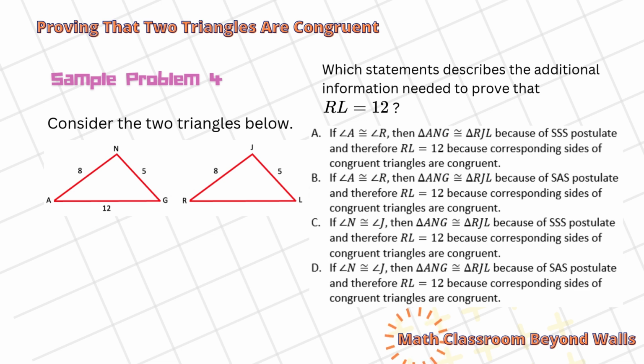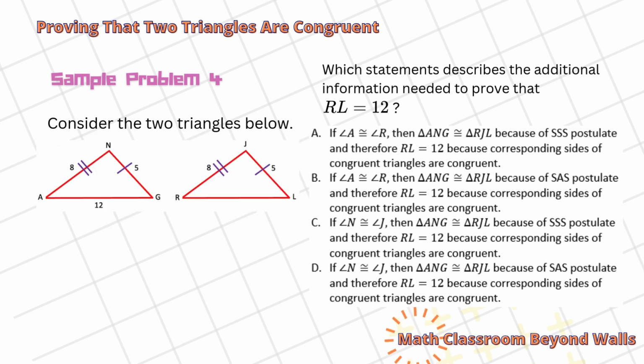We will first modify the drawing by putting tick marks on the corresponding sides that are congruent as given. With this modified drawing, we can now start working on each option. Let us look at option A. If angle A is congruent to angle R, then triangle ANG is congruent to triangle RJL because of SSS postulate, and therefore RL equals 12 because corresponding sides of congruent triangles are congruent. We will add this information into our drawing like this.